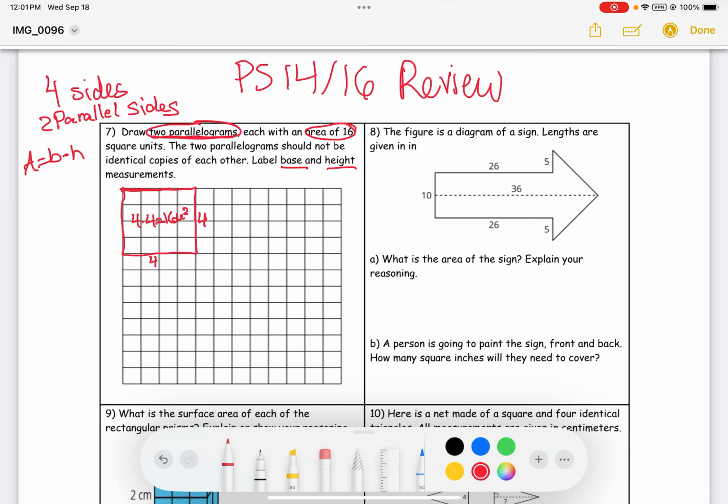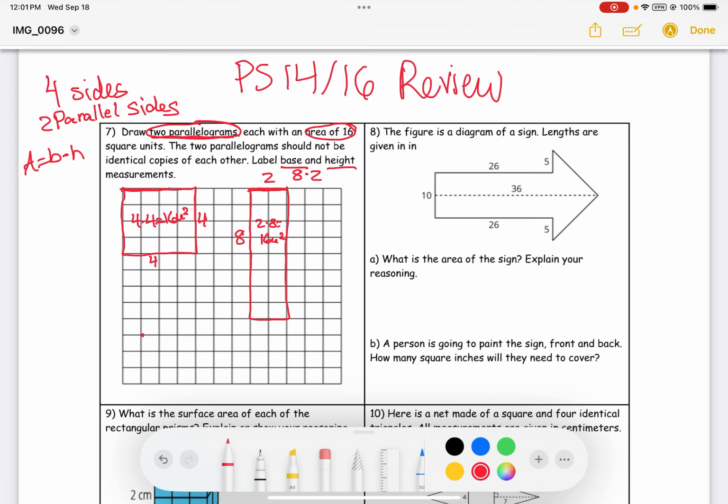You could also do, I know 8 times 2 is 16, so I'm going to say this side is 2, and then I'm going to go down 8, 1, 2, 3, 4, 5, 6, 7, 8. So 2 by 8, because I know 2 times 8 would give me 16 units squared. There's other ones you can do, but those are some examples.